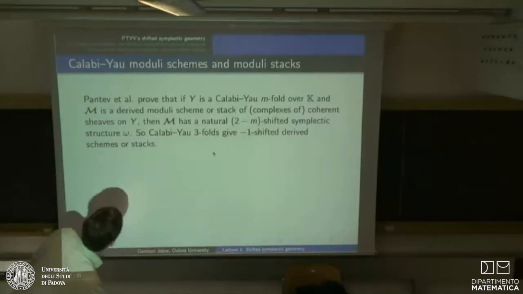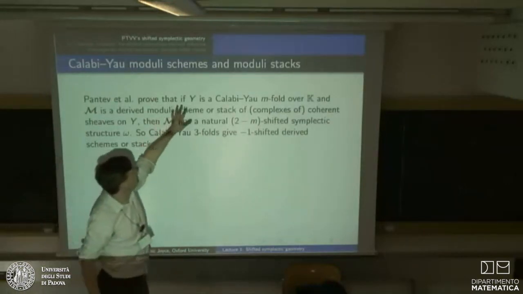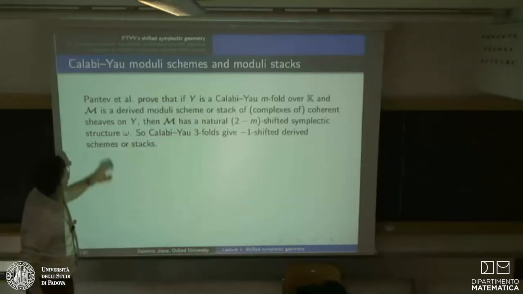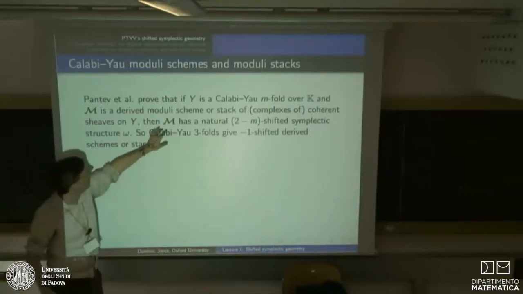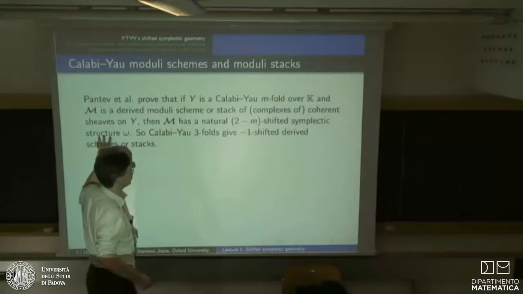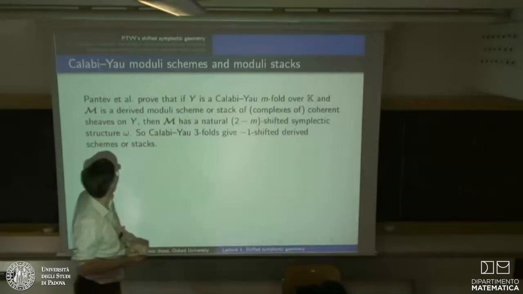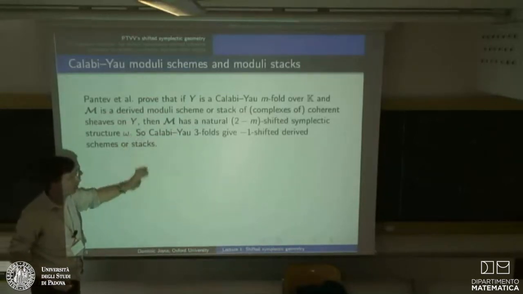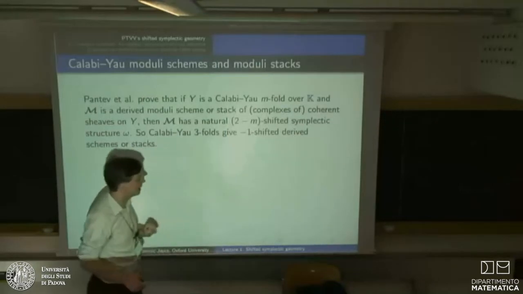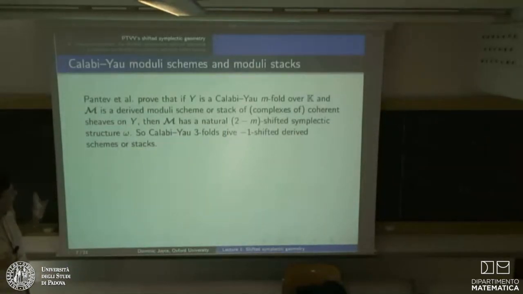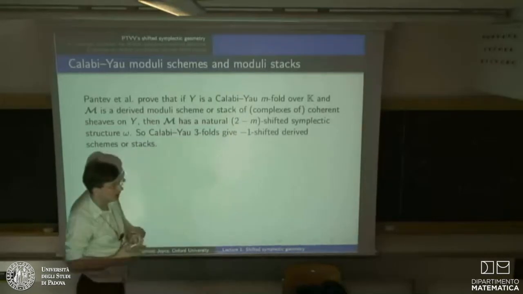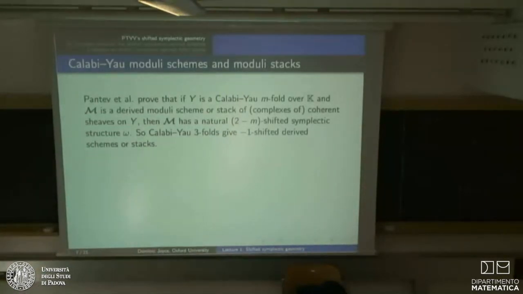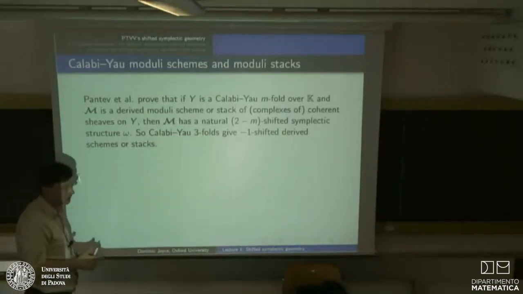Okay, so Tony and his friends prove that if Y is a Calabi-Yau m-fold over our field K, and M is a derived moduli scheme or moduli stack of coherent sheaves on Y, or of complexes of coherent sheaves in the bounded derived category, then M has a natural shifted symplectic structure omega, and the shift is 2 minus m. So in particular, Calabi-Yau threefolds give minus 1 shifted symplectic derived schemes or stacks, and the Calabi-Yau 3 case is a case I'm particularly interested in. Calabi-Yau twofolds give you naught shifted symplectic, which is basically classical. So that's one reason why moduli schemes of sheaves on K3 surfaces tend to be algebraic symplectic schemes.